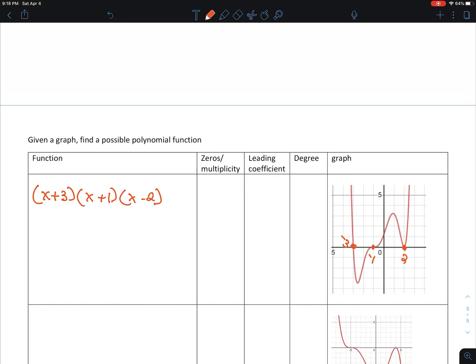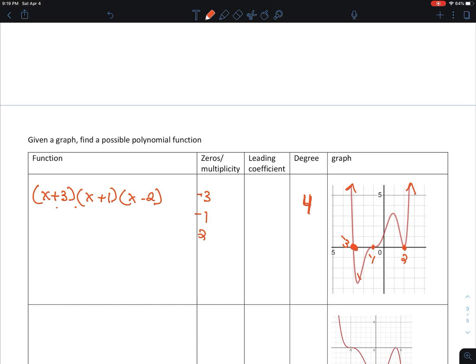Okay? So what is the highest degree this polynomial can be? Well, we know that the degree has to be at least 3 because I have 3 zeros. But looking at its shape, it looks like it's even. So I know that the degree then is 4 because it has to be at least 4 to have 3 zeros. Okay? So my zeros are -3, -1, and 2.